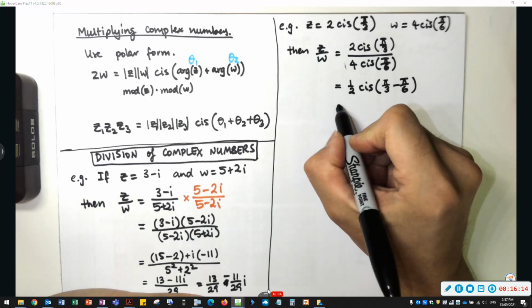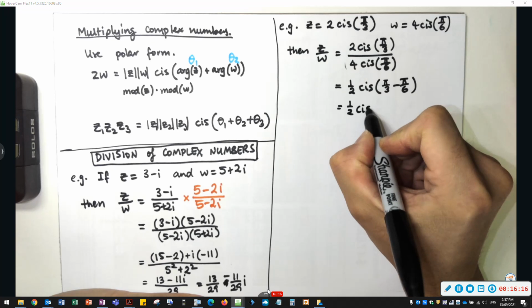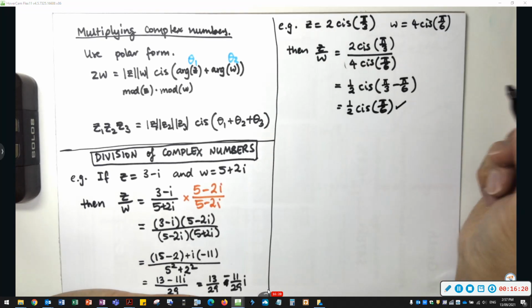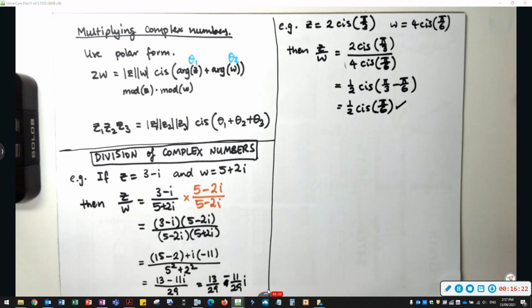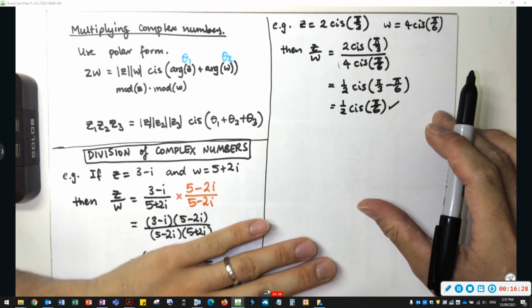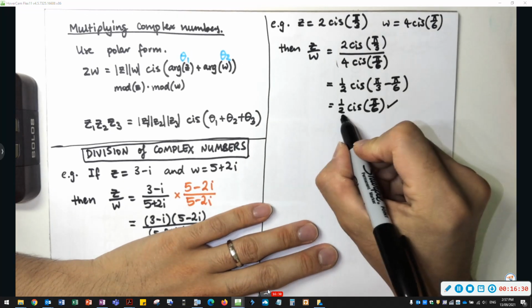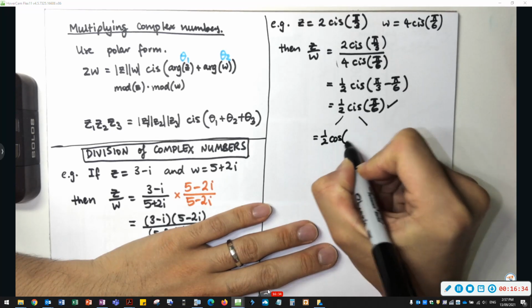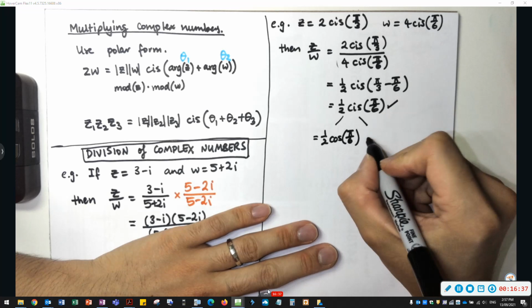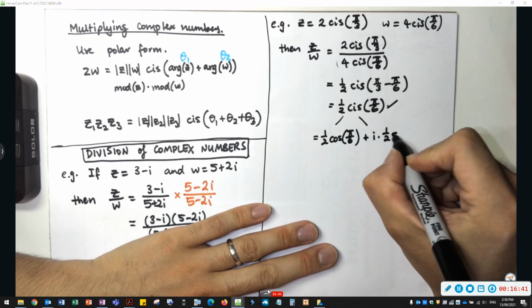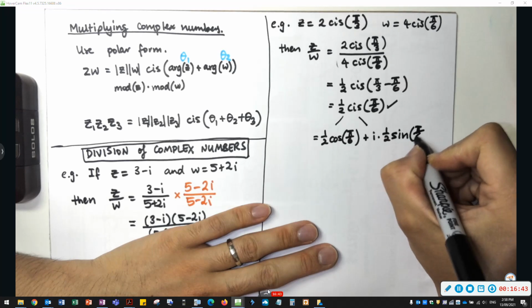And that's it. So that's the answer in polar form. If I wanted to write that in Cartesian form, I can expand this out. So this will be a half cos pi on 6 plus i times a half sine pi on 6.